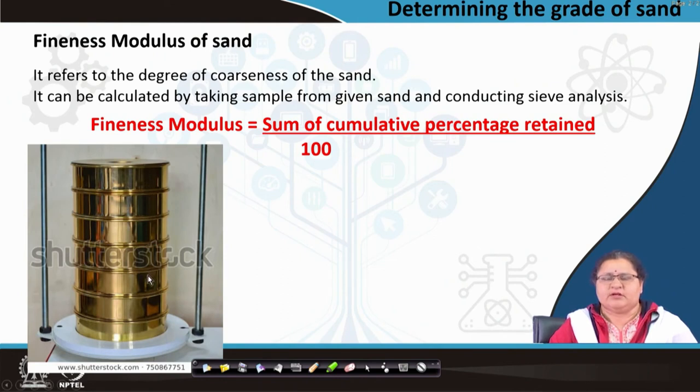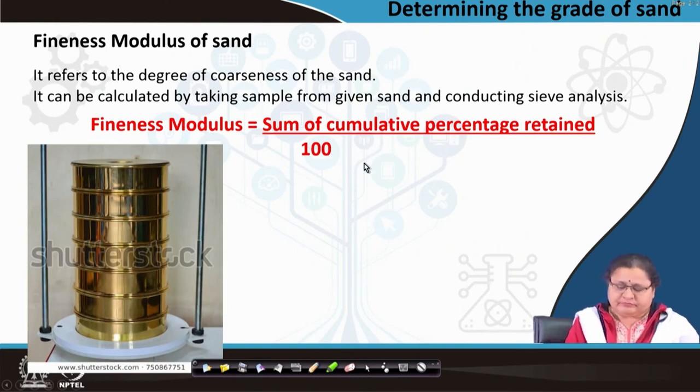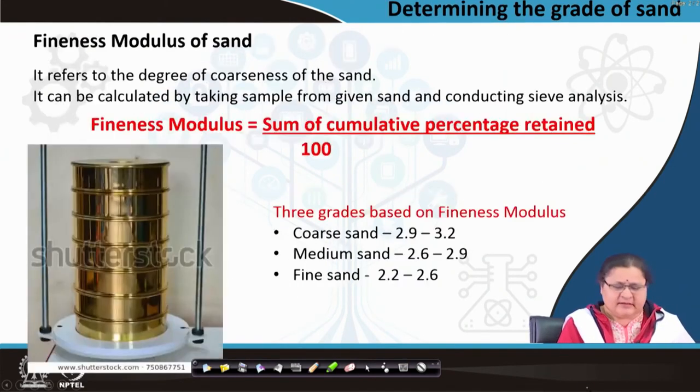Once you collect the mass, you can create a table and find out the fineness modulus, which is the sum of the cumulative percentages retained divided by 100. This is by definition: the sum of the cumulative percentage of sand retained divided by 100. And if the value is within 2.9 to 3.2, we will call that coarse sand. If that value is between 2.6 to 2.9, we will call that medium sand, and fine sand when it goes below 2.6 to 2.2. What do you understand by these figures?